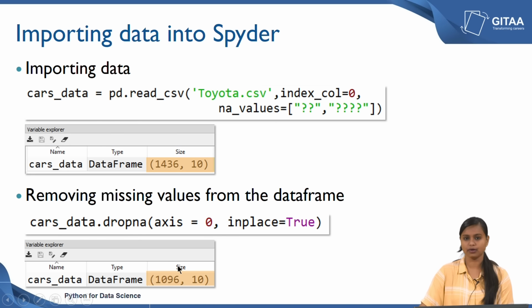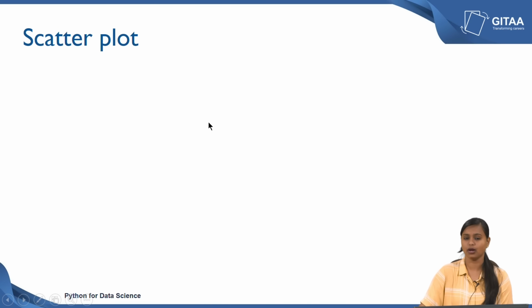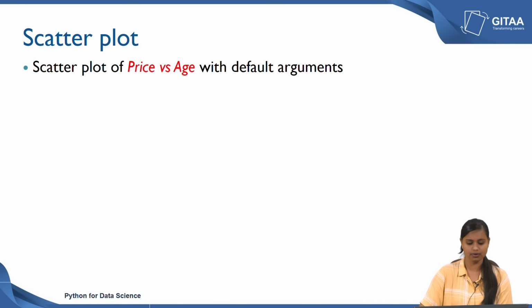And after dropping all the missing values, if you look at the size of the data frame, it turns out to be 1096 observations with 10 columns. On the whole, we have removed around 340 observations from the data frame, and we are going to proceed with the analysis only with the 1096 observations with 10 columns. So, now let us see how to create the scatter plot.